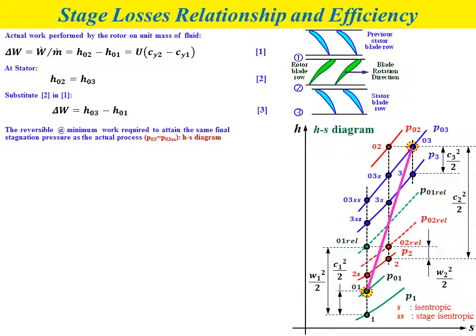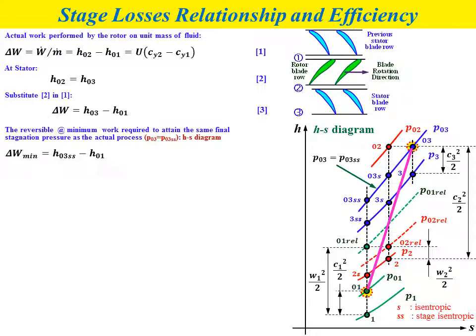Okay, for the reversible or minimum work required to attain the same final stagnation pressure as the actual process, where P03 equals P03SS, if we refer to the HS diagram, point 03 and point 03SS are actually located on the same constant pressure line as shown in the HS diagram.